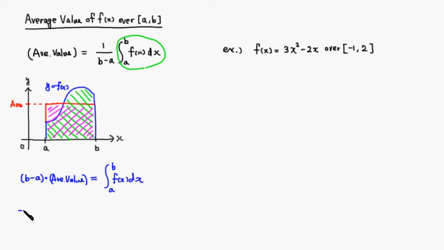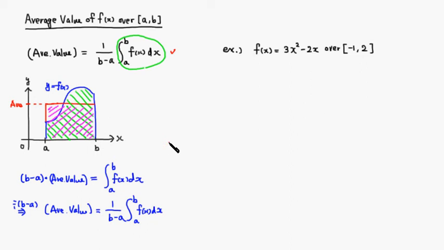Then all we really have to do is divide both sides by the quantity b minus a. Then we'll get the average value is equal to 1 over b minus a, times the integral from a to b of f of x dx, which is exactly what we have up here.